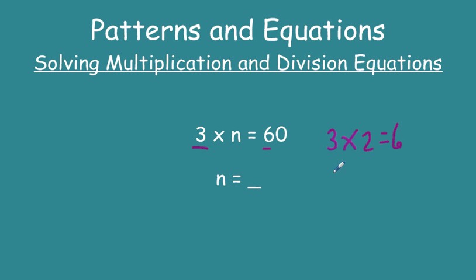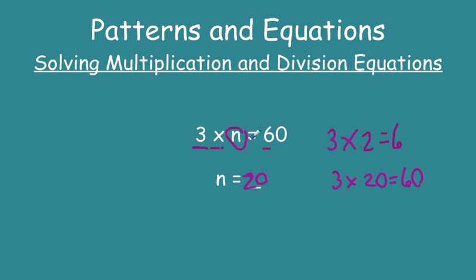So now I've got to figure out how I can make it become 60. If I have 1 zero in my product, I have to look to see how many zeros I'm going to have in my factor. So if I have 1 zero in my product, I'm going to have 1 zero in my factor. And since I know that there's not a 0 with the 3, it's going to put a 0 with the 2. So 3 times 20 is going to be 60. So n is going to be 20. So 3 times 20 equals 60. That's how I would solve the mystery number using multiplication.